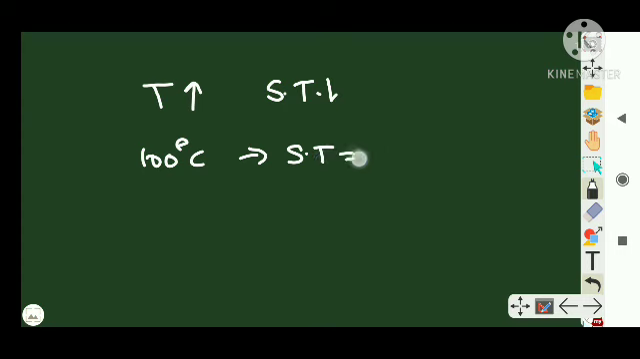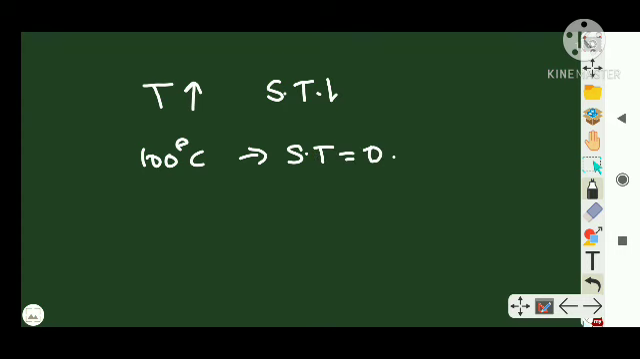One is the effect of temperature on surface tension. That is how the surface tension changes with temperature. The surface tension of a liquid generally decreases with an increase in temperature. When the temperature increases, the surface tension decreases, and vice versa. And the surface tension is 0 at boiling point. At 100 degrees Celsius, surface tension is 0.